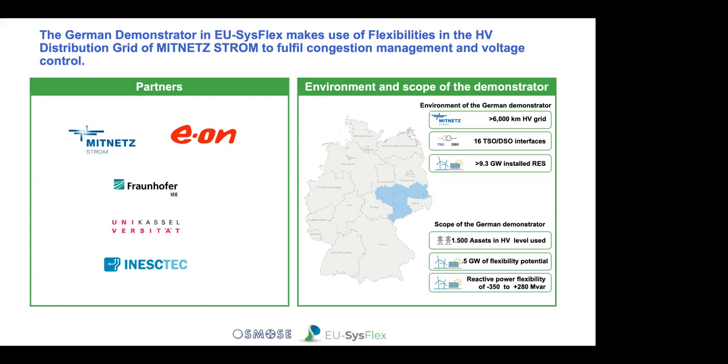to facilitate in the end flexibilities in active and reactive power for congestion management and voltage control in our high voltage grid, but also make it available in the extra high voltage grid of the transmission system operator. High voltage grid means 110 kV for us. So next slide, please.